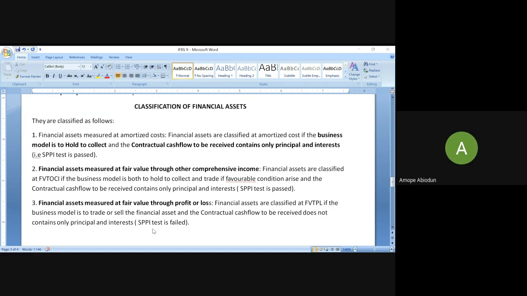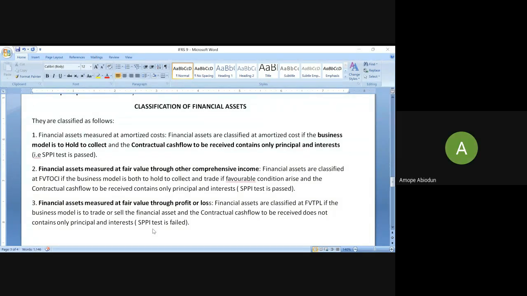What failed? The SPPI test. That means the contractual cash flow does not contain principal and interest. That means I cannot collect my principal back. But I classify it as hold to collect. What would I classify it as? Fair value to profit or loss. Yes. God bless both of you. That is what I want to clarify.